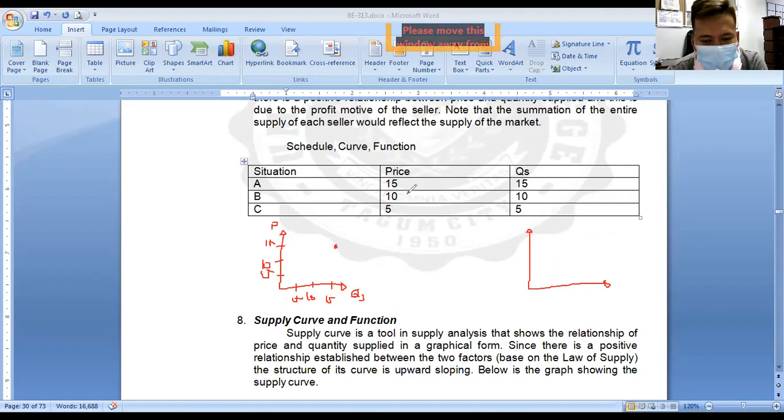Second situation, if the price is 10, the quantity supplied is also 10. Situation C, price is 5, the quantity supplied is 5. So this is now the supply curve. It is the opposite of the demand curve. As we can remember, the demand curve goes one way, and the supply curve goes the other way.